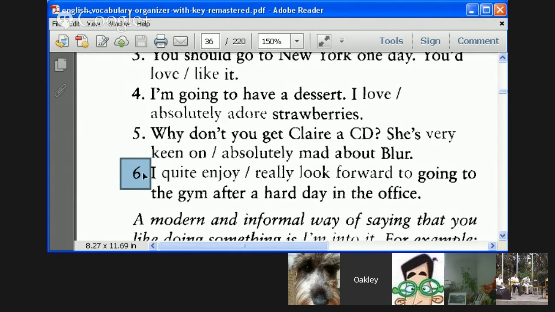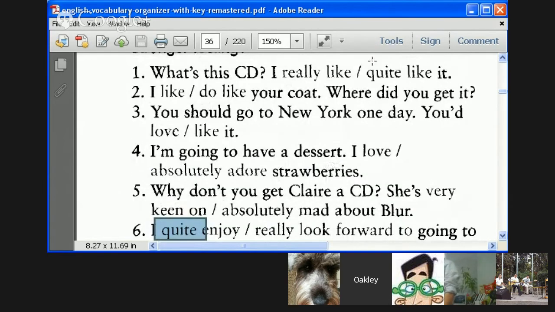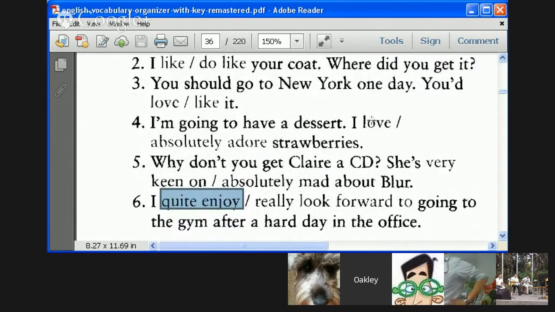Vienna, number six. I quite enjoy or I really look forward to. Which one would you choose here? I really look forward to going to the gym after a hard day in the office. Okay, I agree with you. That's a stronger statement. Quite enjoy is very neutral. Why is it neutral? Because you notice quite like, I quite enjoy, it's a very sort of 50-50 blah blah thing to say. I look forward to, by the way, look forward to is a three-word phrasal verb.